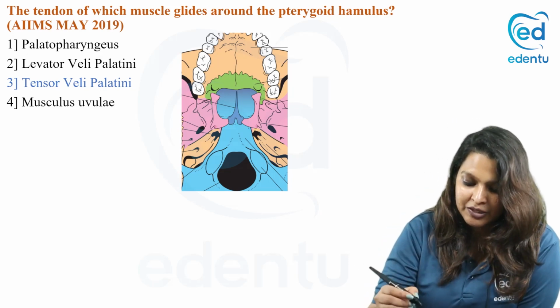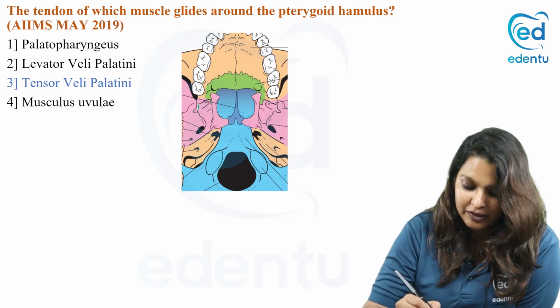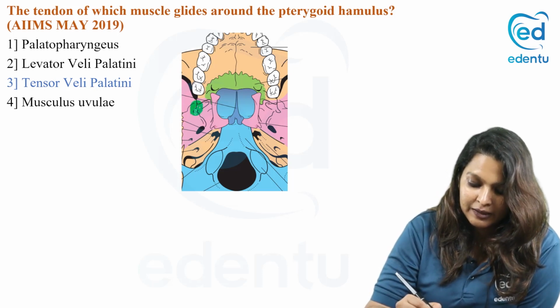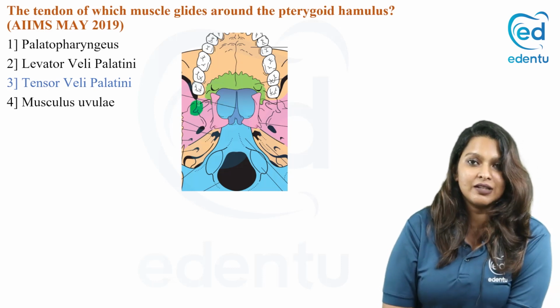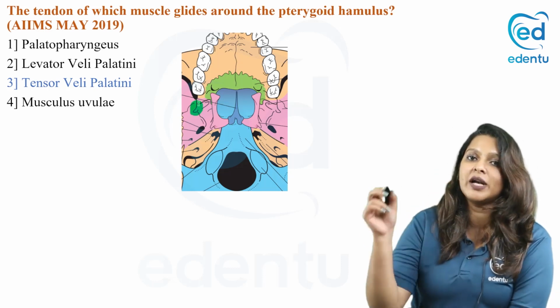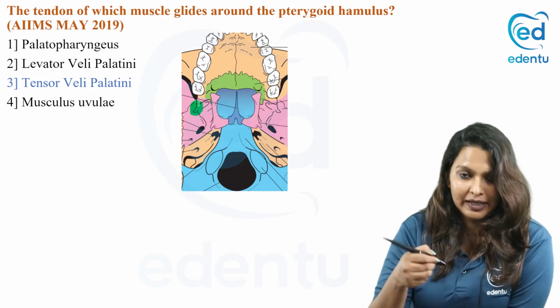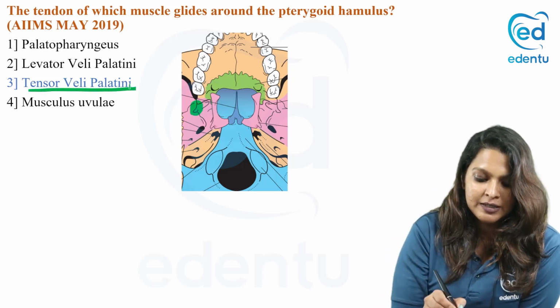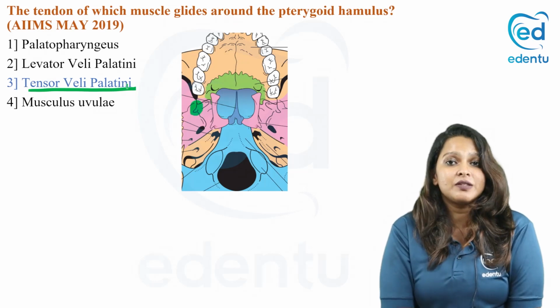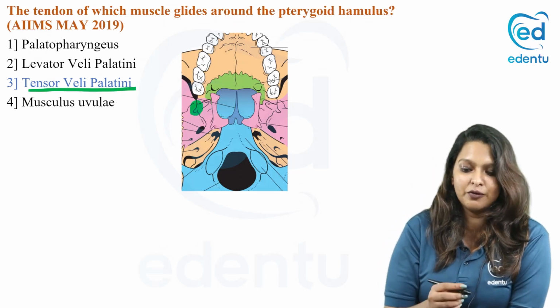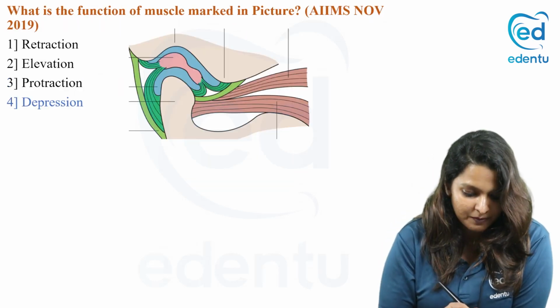The next question, tendon of which muscle glides around the pterygoid hamulus? So in this image, this is the pterygoid hamulus, which is related to the lateral pterygoid plate. There is one tendon that will hook around or glide around this hook-like structure. The tendon is tensor veli palatini. This is also the muscle responsible for the palatine aponeurosis.